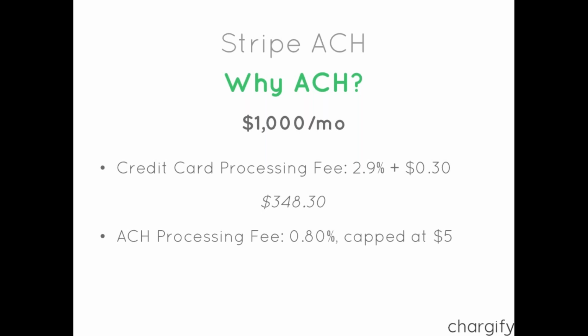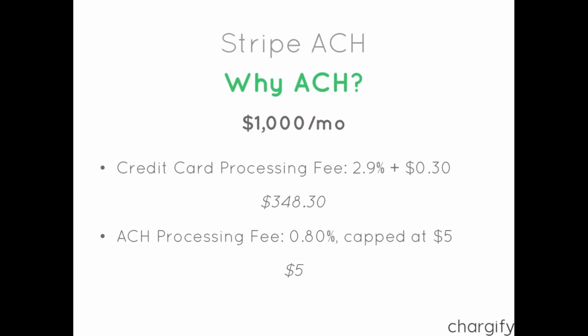So traditionally, if we were to have a client come in on $1,000 a month, that $1,000 charge and that processing fee would equate to $348.30. Whereas if we were to process that same $1,000 charge, that would cost us $5 through Stripe. To put that in perspective, if you have 100 customers and they're paying you $1,000 a month, the savings actually equates up to approximately $34,000. So that's quite a bit when we're talking about transaction fees. $34,000 is practically a whole other employee, so it can make quite a difference.